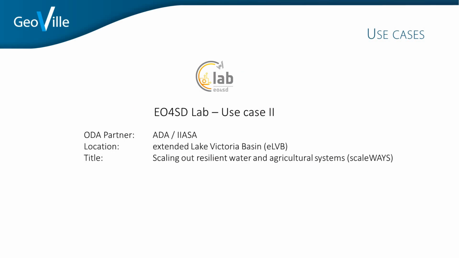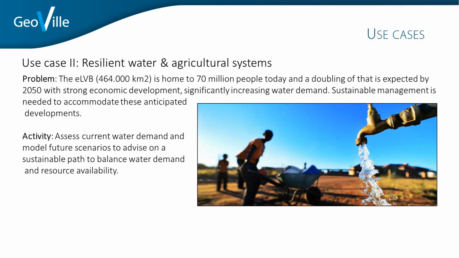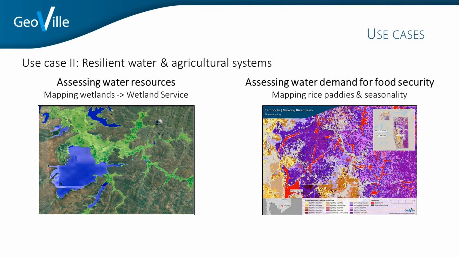The second use case that I want to talk about is from ADA, the Austrian Development Agency, and this takes place around the Lake Victoria area. Now there, 70 million people live today, and that number is expected to double over time, and together with strong economic development, they will be running into water scarcity issues at some point. And their activities focus on the mitigation of that, on the development of sustainable water management plans.